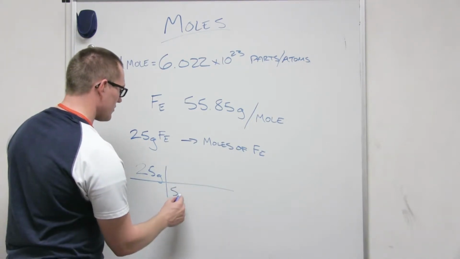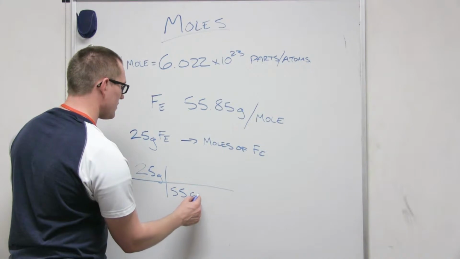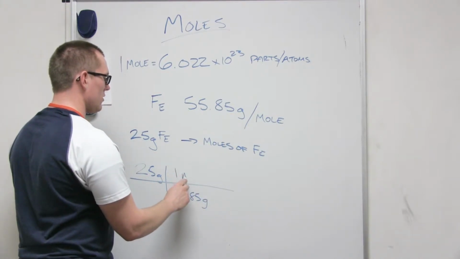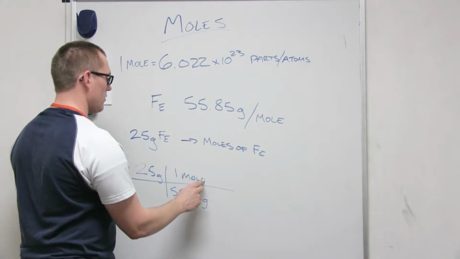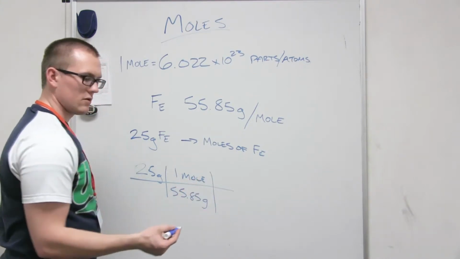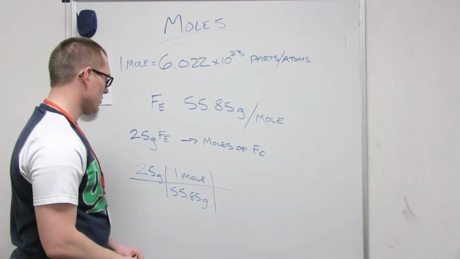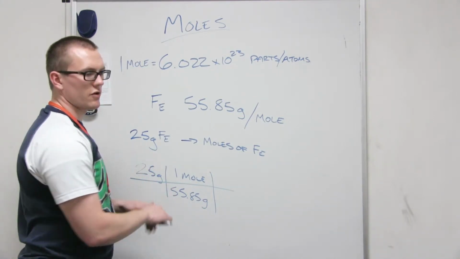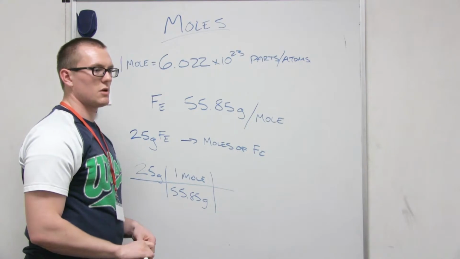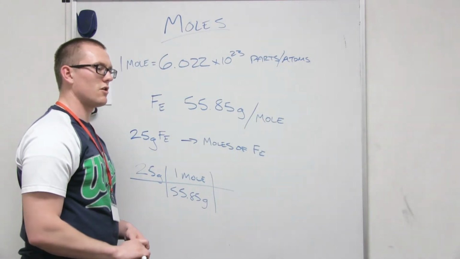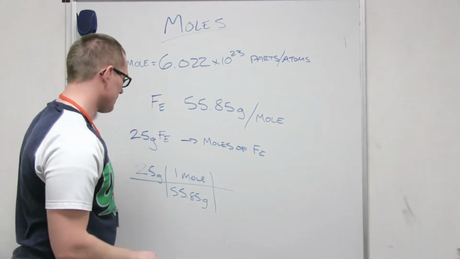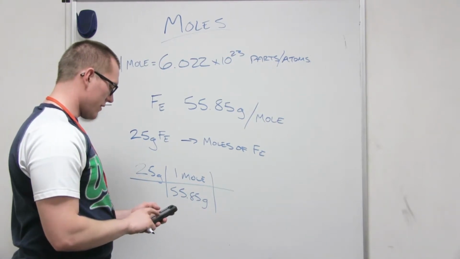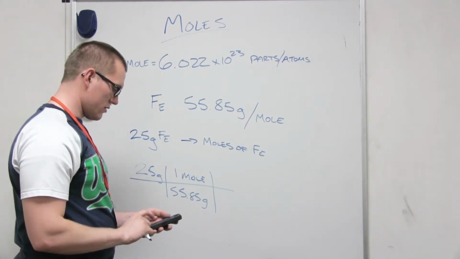You're exactly right. So 55.85 grams, and that's per 1 mole. And then if we do the math, we can figure out how many moles of iron 25 grams is. Times it and divide it. So we take 25 divided by 55.85. Let me do the math real quick.